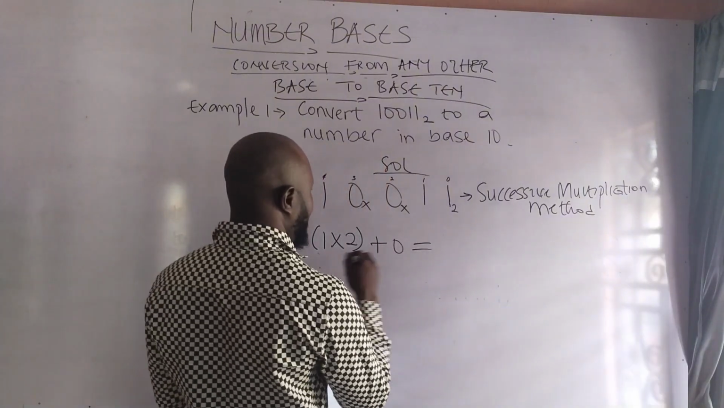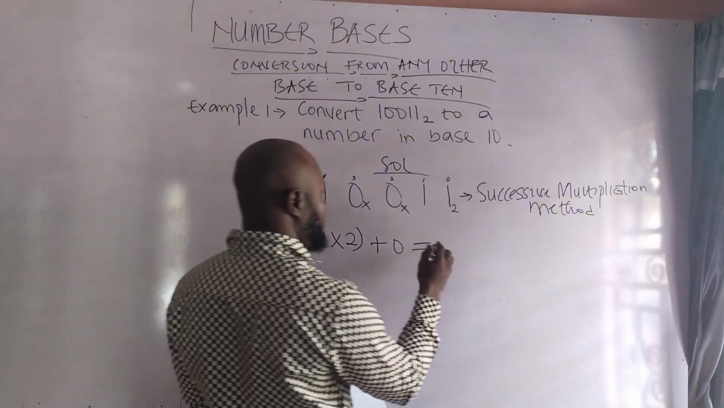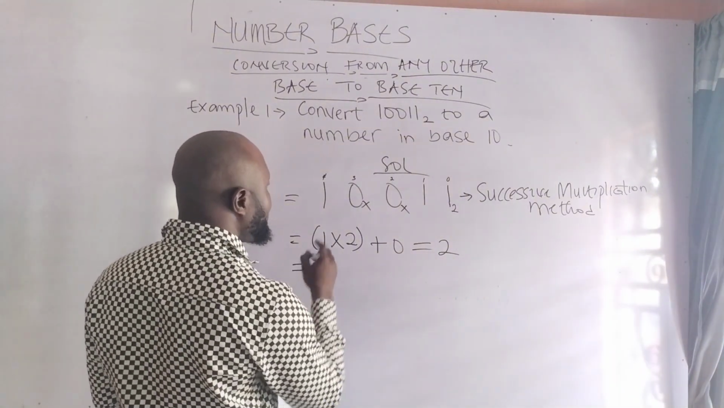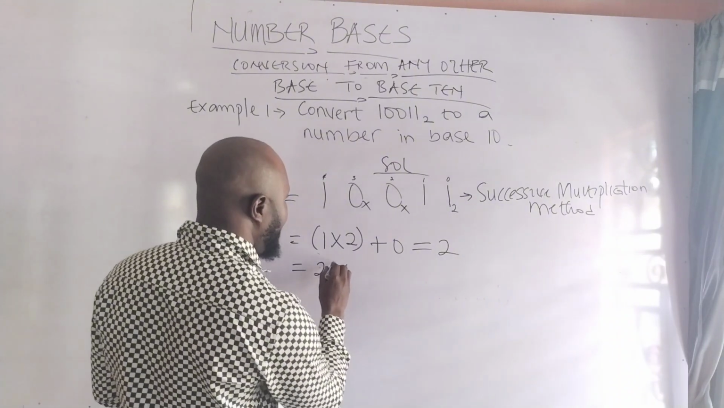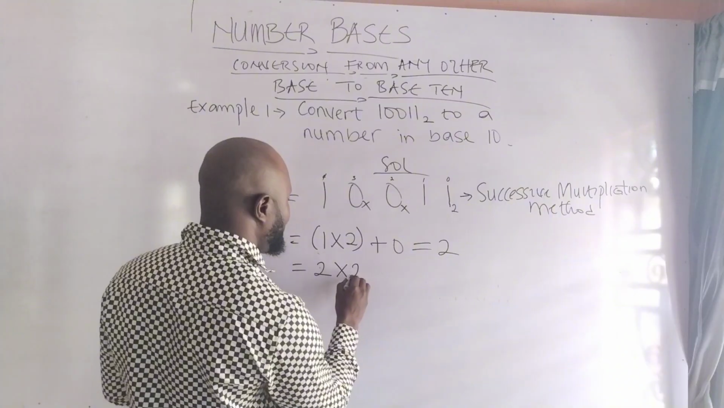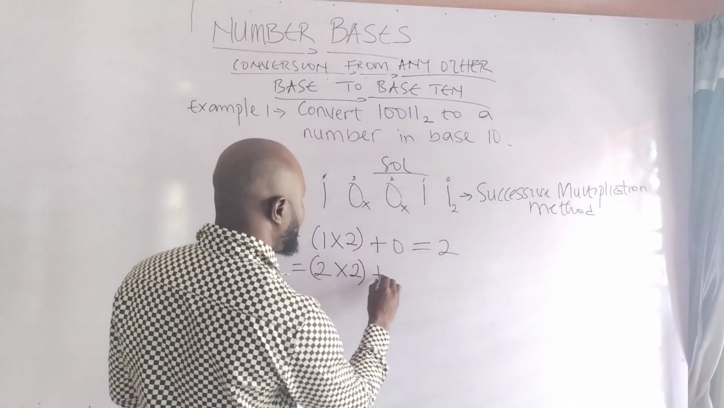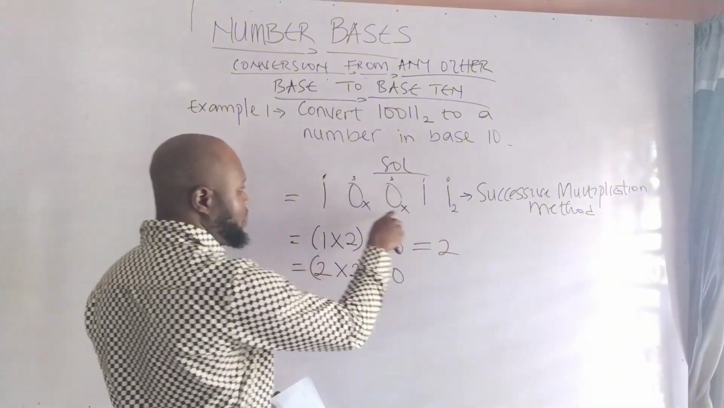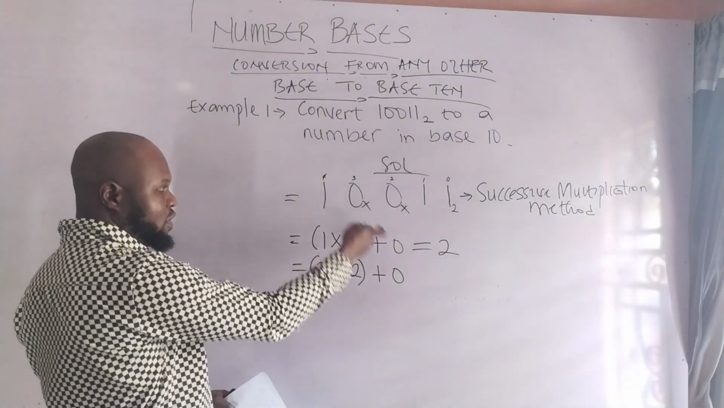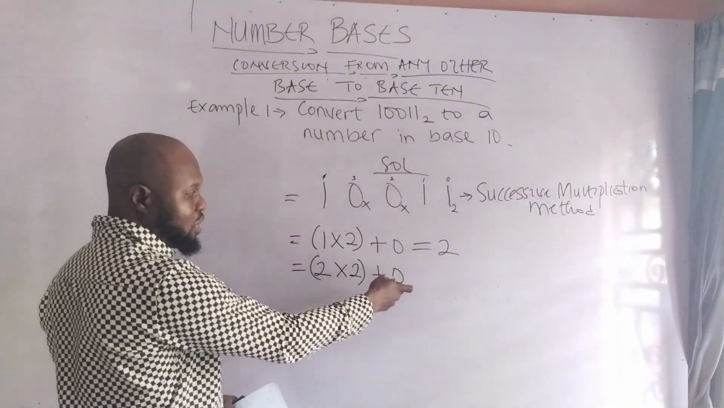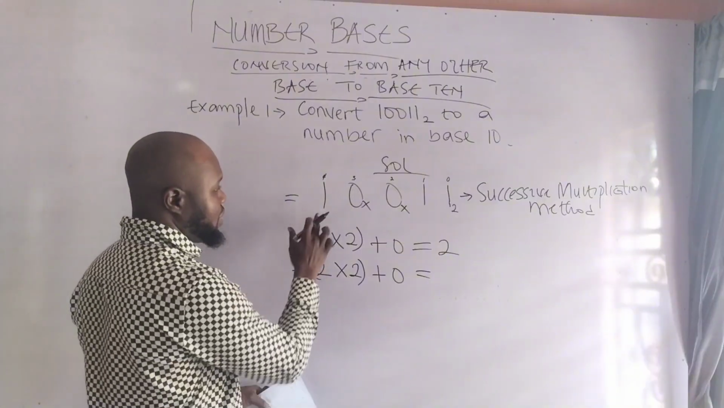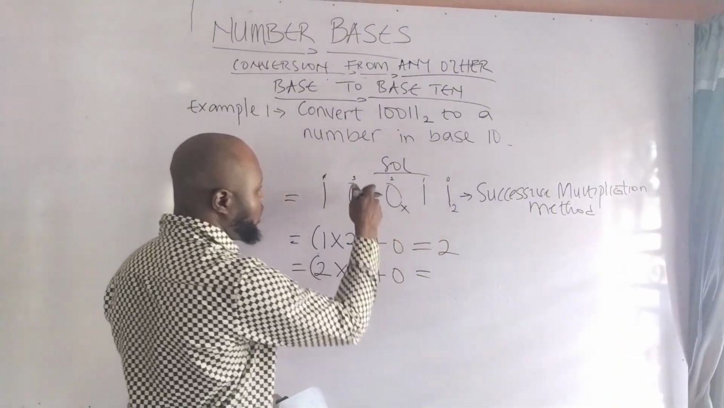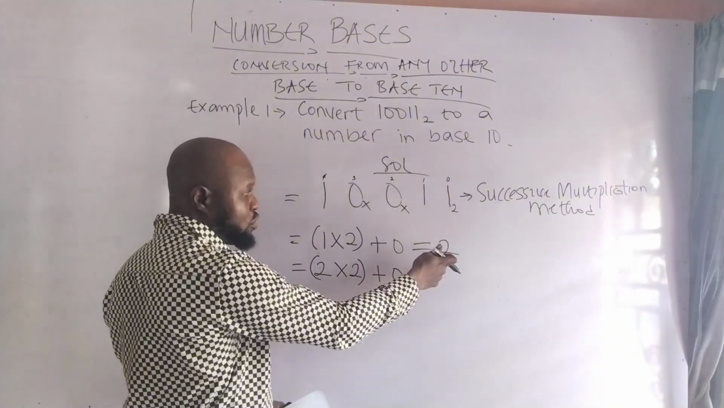What does it give you? 1 times 2 is 2, and 2 plus 0 is 2. Now, this 2 is multiplied by the base, plus the next 0. We have used the first 0, so we are making use of the next 0 now. Let me start from the beginning again: 1 multiplied by the base, which is 2, plus 0. That gives us 2.